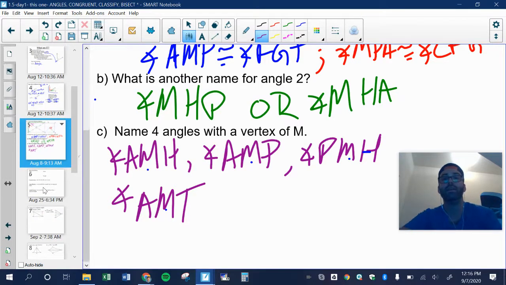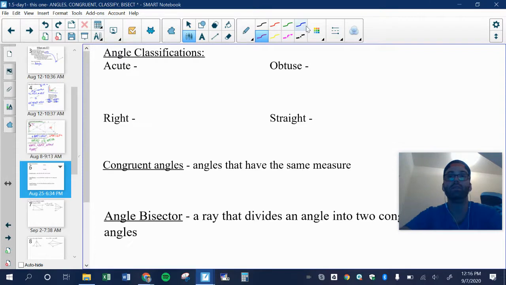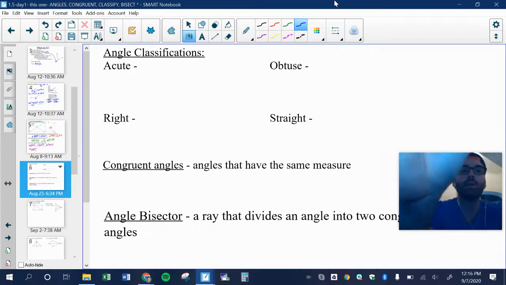Okay, last slide for the video, angle classifications. So there's 4 different types of angles that we're going to talk about. We're going to refer back to these 4 types throughout the year. The first one is acute. So that's an angle.